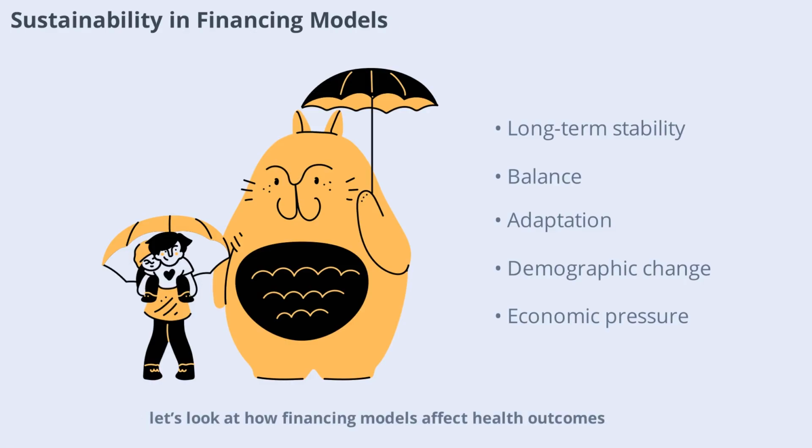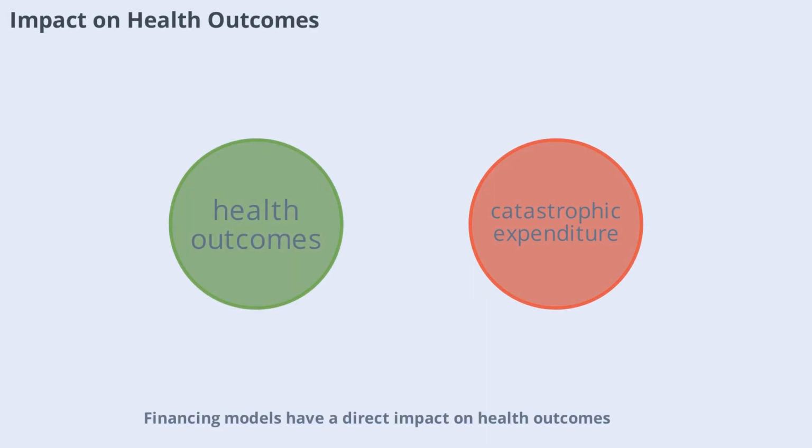Next, let's look at how financing models affect health outcomes. Financing models have a direct impact on health outcomes. Universal coverage and risk pooling are associated with better population health, lower mortality rates, and higher life expectancy. Out-of-pocket systems often result in poorer outcomes due to barriers to care. The design of a financing system can determine how healthy a society is.